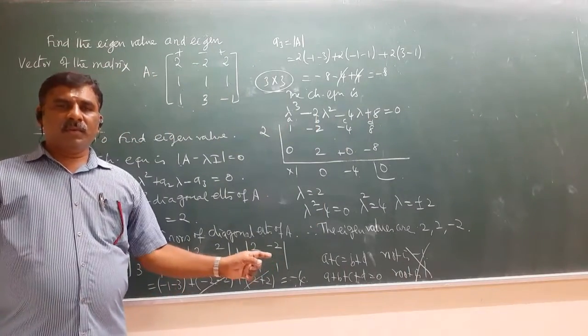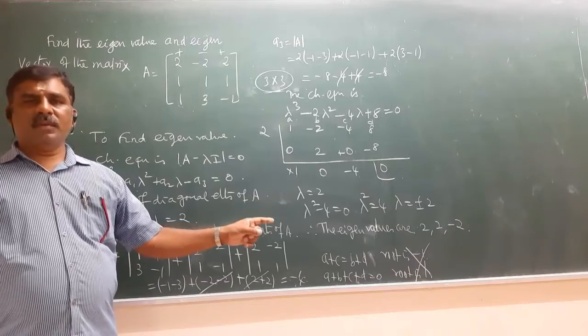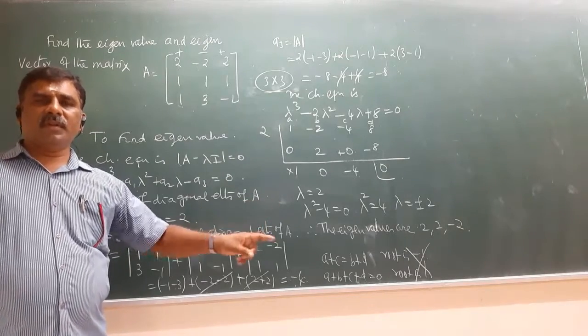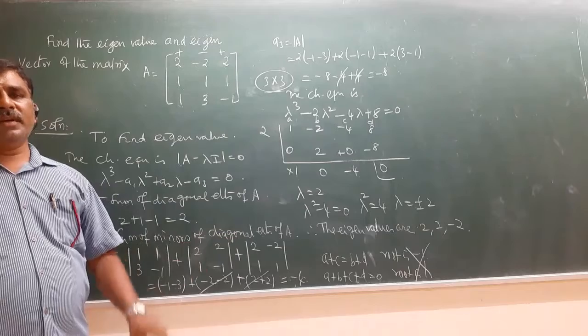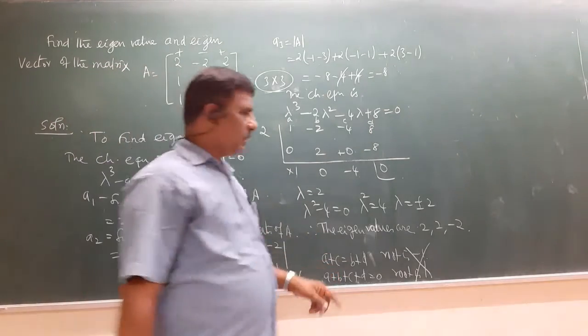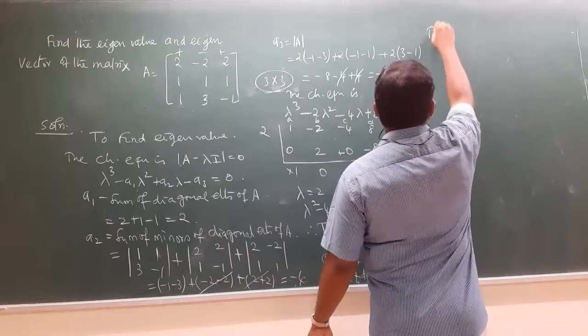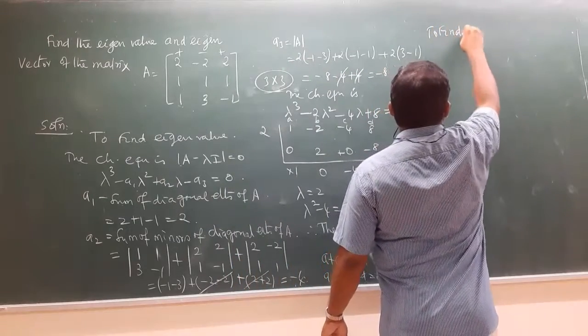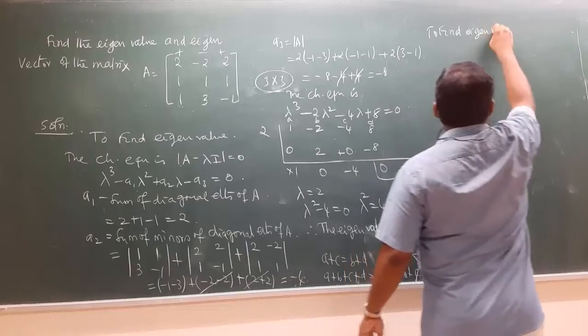Here you can note down one thing: minus 2 is okay, but 2, 2, the eigenvalues are repeated. So based on this we can find the eigenvectors. Write the heading to find eigenvectors.